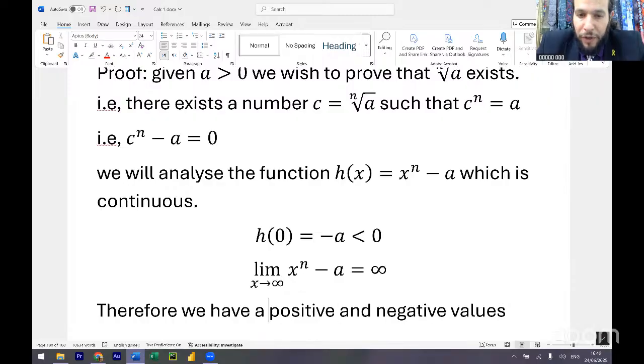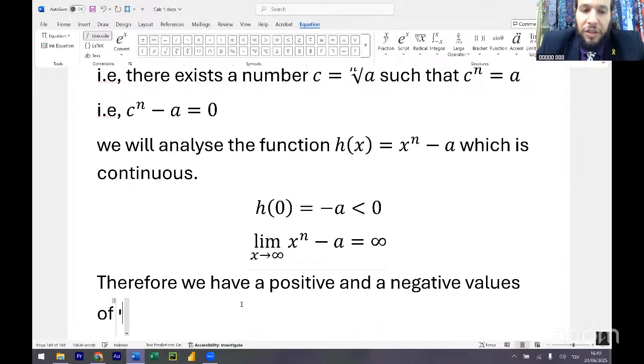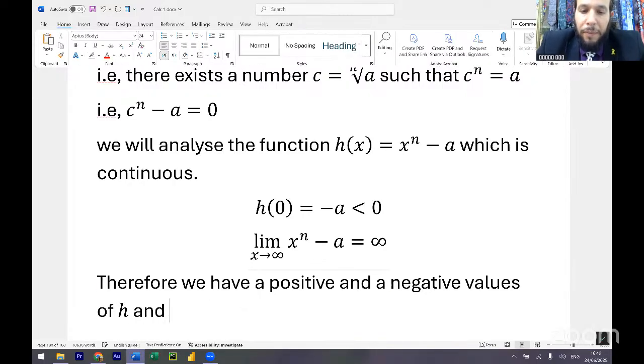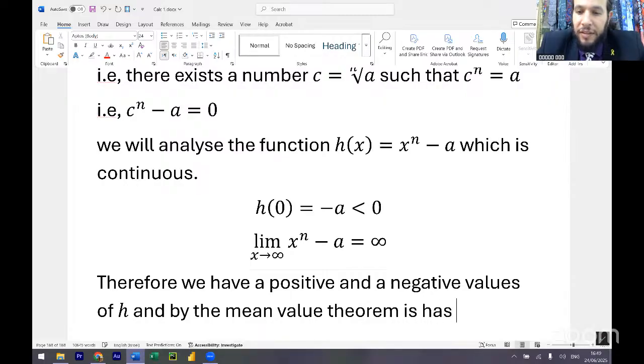I don't like the grammar here. We have a positive and a negative value of h, and by the mean value theorem, it has a root. Agreed? One can do more than that and even find the number of roots, but I don't mind about that. Okay. So that was the mean value theorem.